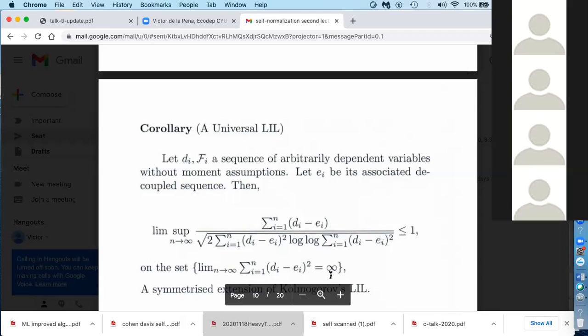Now, as I said, this is a new result. This is a symmetrized version of Kolmogorov's LIL for arbitrary variables. And as you will see, the LIL, the law of the iterated logarithm, is instrumental in the development of sharp algorithms in machine learning. So that's what I will show next.